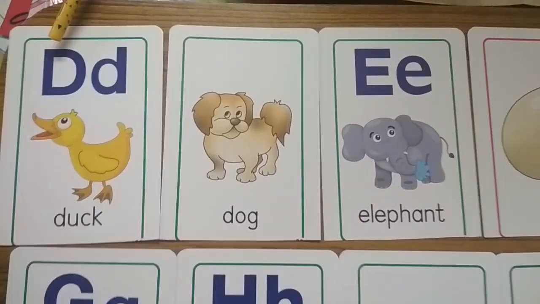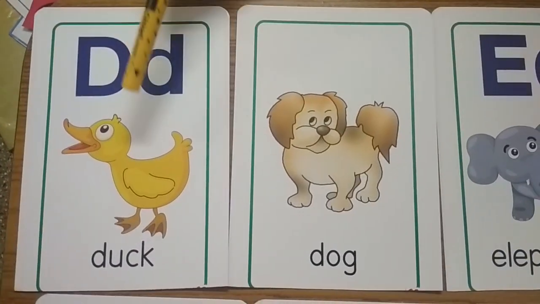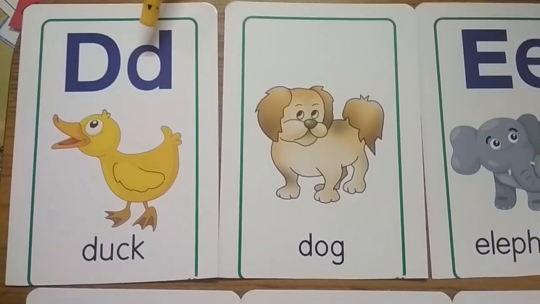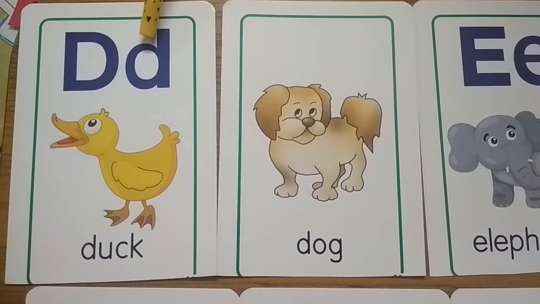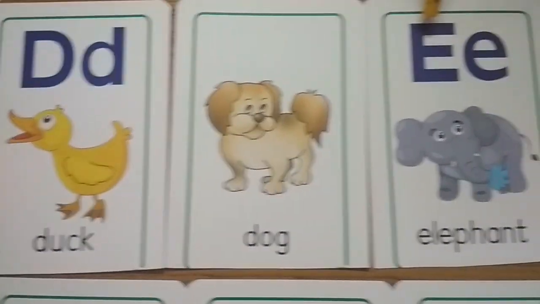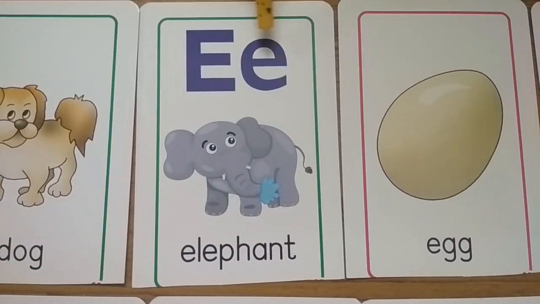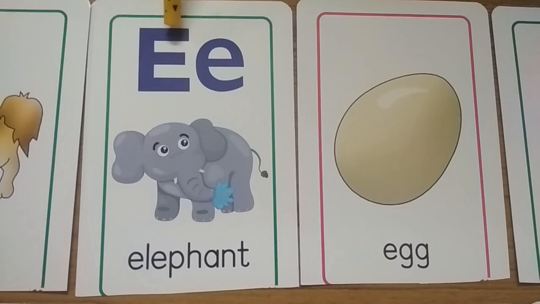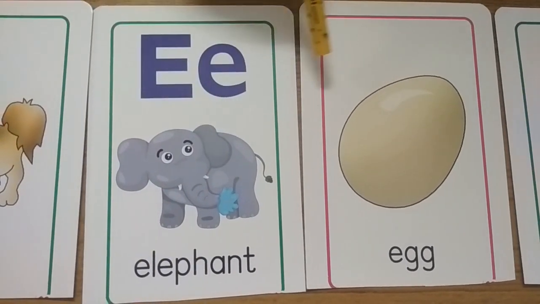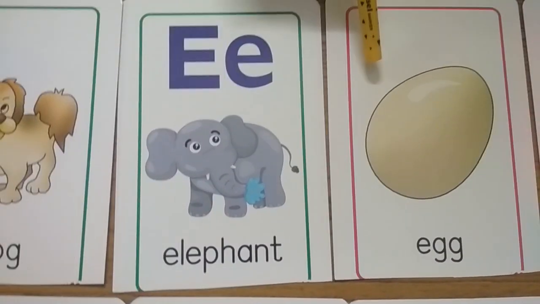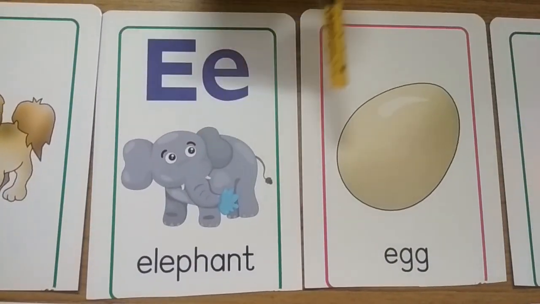So this is capital D, small d. D for duck, D for dog. The sound of this letter is D, D, duck, D, dog. Capital E and small e. The sound of this letter E is A. A, elephant, egg. E for elephant, E for egg.